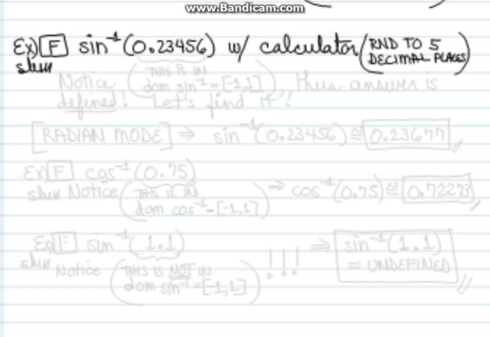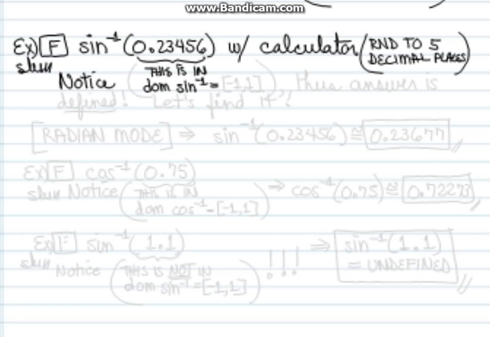Find sine inverse of the number 0.23456. With the calculator, round to 5 decimal places. Okay, notice that this number, 0.23456, is in the domain of sine inverse.